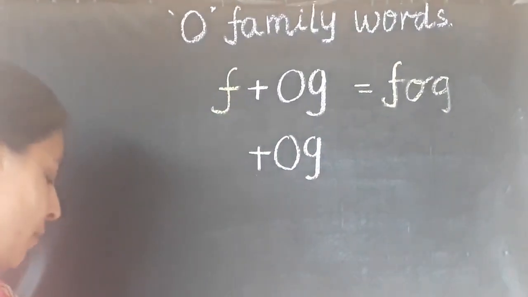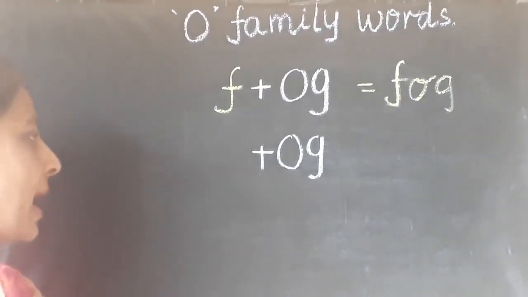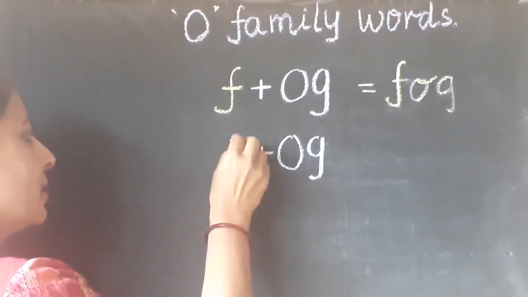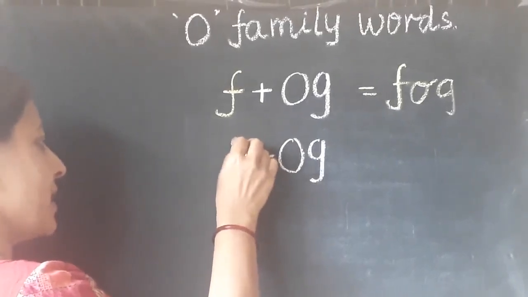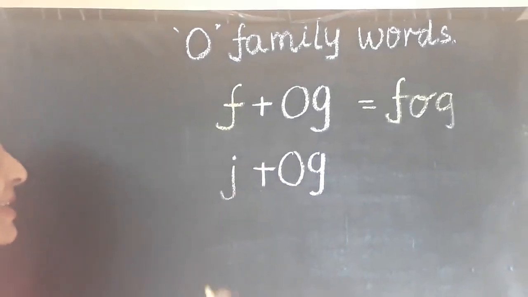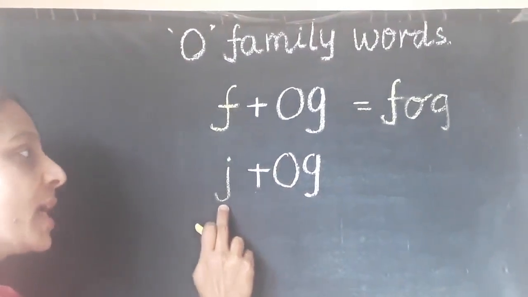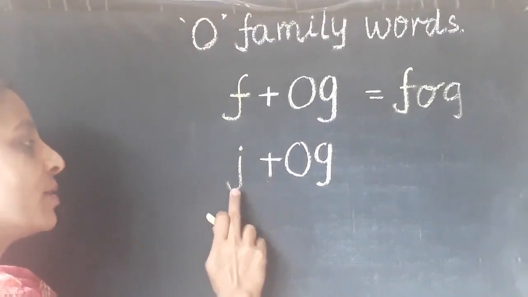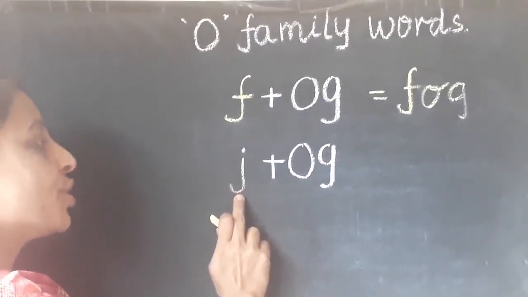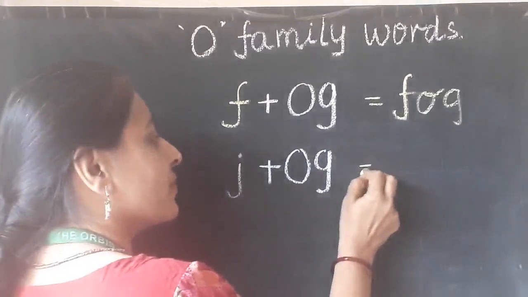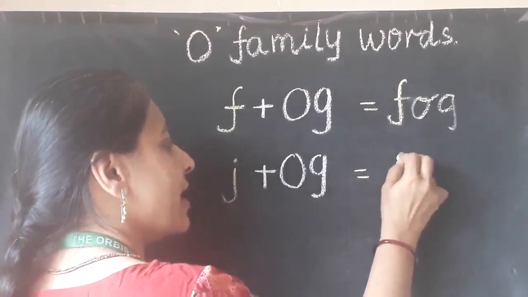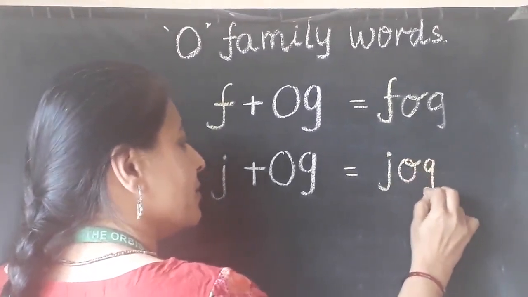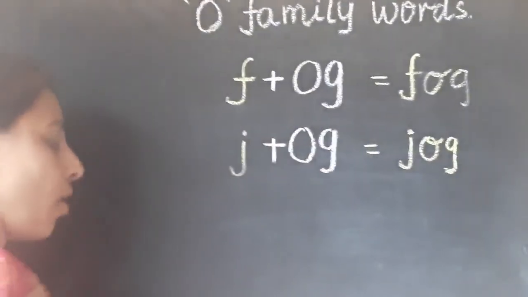Yes. Now, once again, I am going to add one more consonant to it. Which letter is this? Tell me. J. Yes. So, what is the phonic sound of letter J? J. So, this will be J-O-G, jog. J-O-G, jog. Everyone, I hope you all are repeating after me. So, J-O-G, jog.